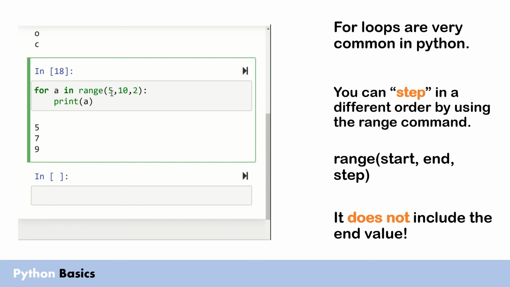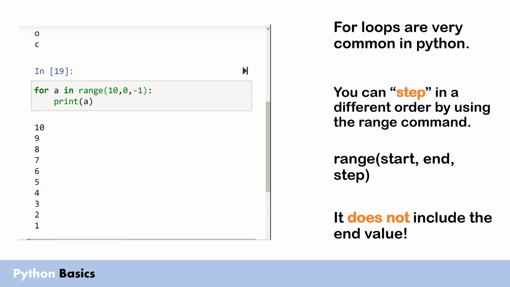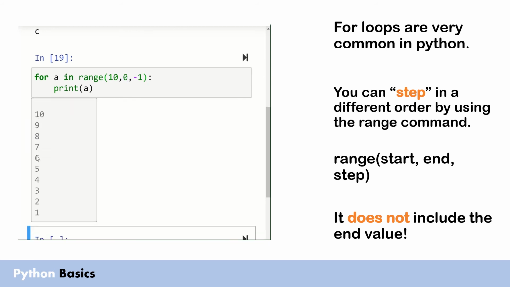Let's say I want to go backwards. Let's say I want to start at 10, end at 0, and go backwards in ones. I'm going to have my start at 10, my end at 0, and I'm going to go -1 each time. So there you go. You can see it produced the values.